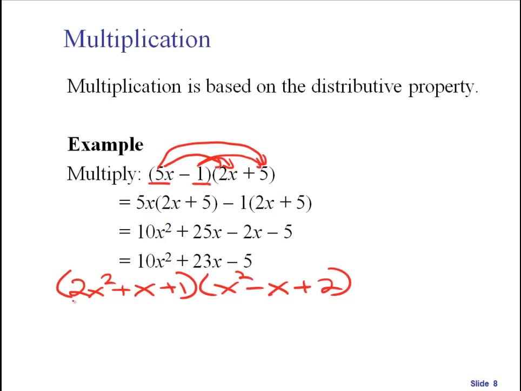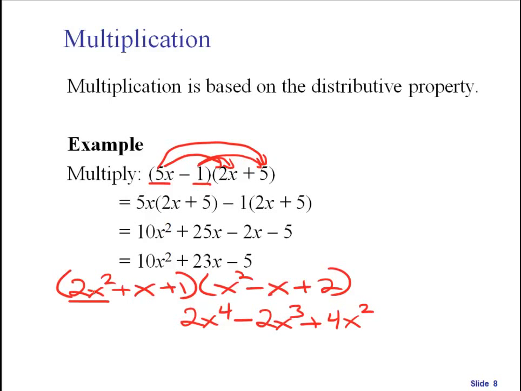Take the first term, 2x squared, multiply it all the way through. So 2x squared times x squared gives me 2x to the 4th, right? Because the x squared and the x squared, you add them. Then 2x squared times negative x gives me negative 2x cubed, right? Because this is a square and this is a 1, and when we multiply our exponents, we add, right? So then we've got 2x squared times 2, so there's plus 4x squared.